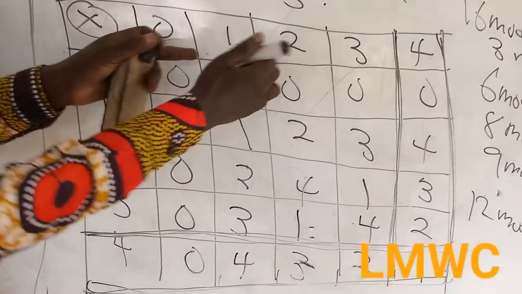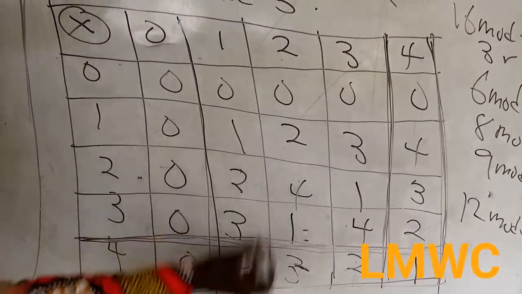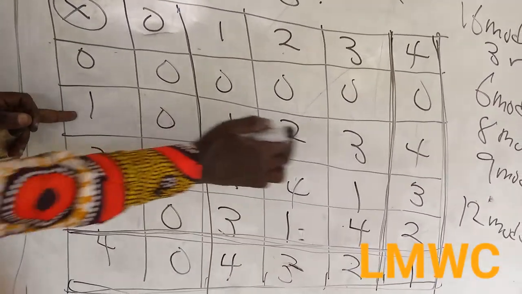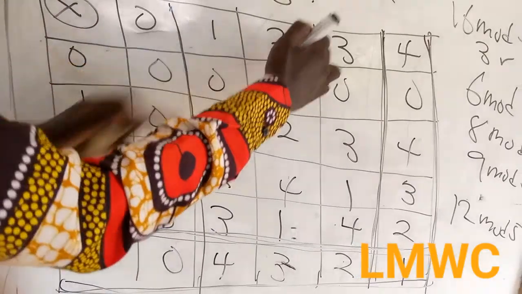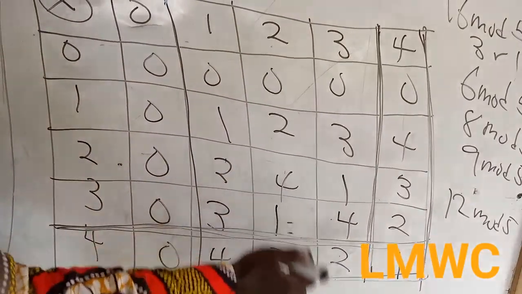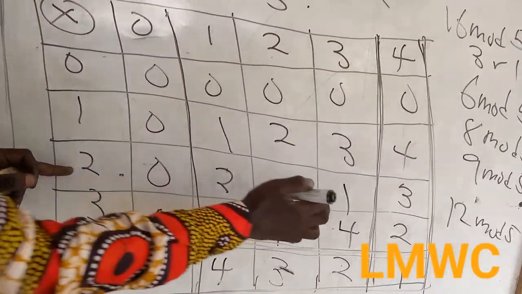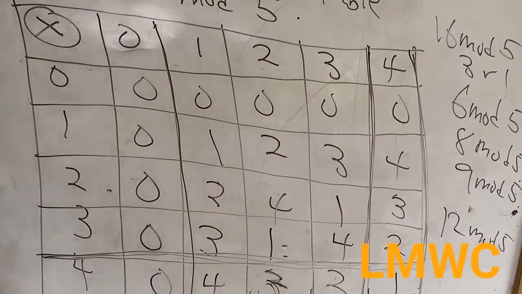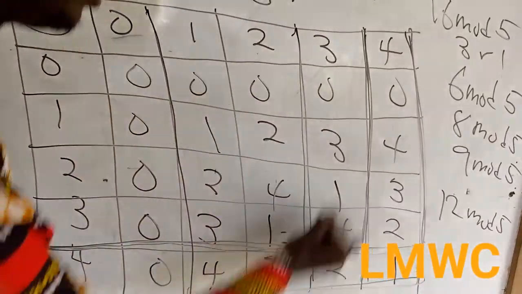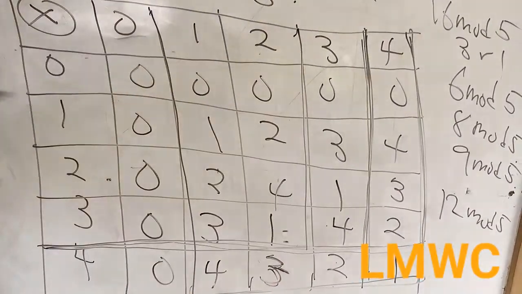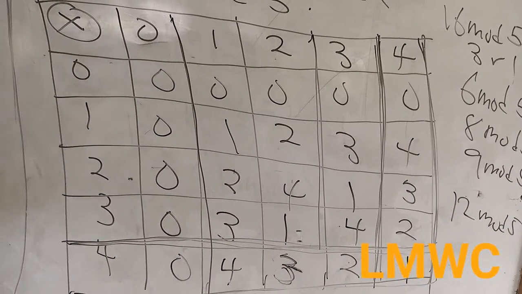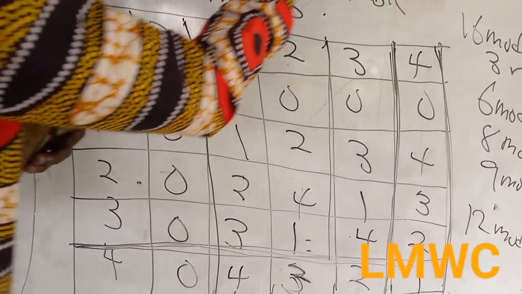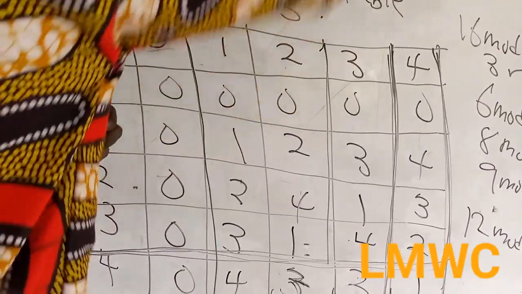Let us check the column for 1. We are having 0, 1, 2, 3, 4. Let us check. 0, 2, 4, 1, 3. So the vertical columns and the horizontal column are the same. It corresponds. You see, for addition, I said this pattern follows once you are not given any set.